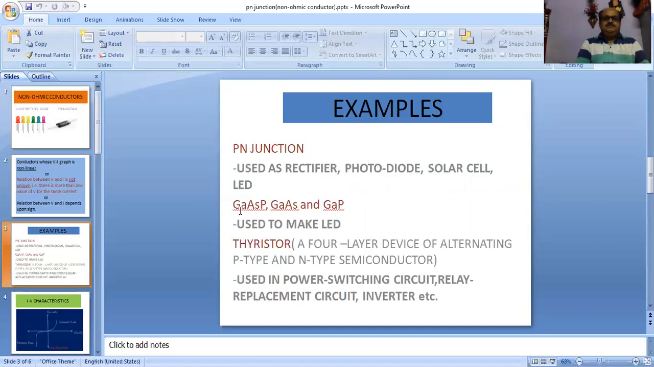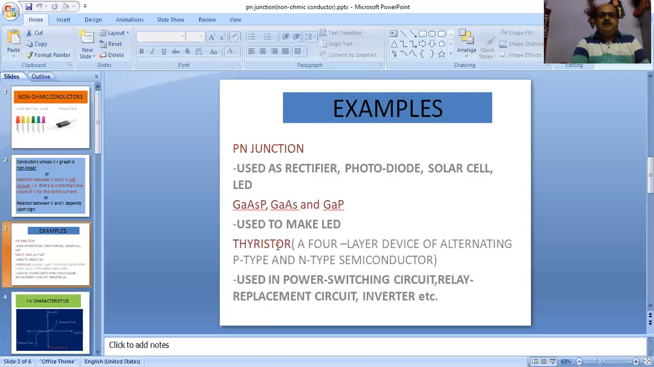Second example is GaAsP, GaAs, and GaP. GaAsP is gallium arsenide phosphide, GaAs is gallium arsenide, and GaP is gallium phosphide. These substances, these non-ohmic conductors, are used to make LED to produce light of different colors.